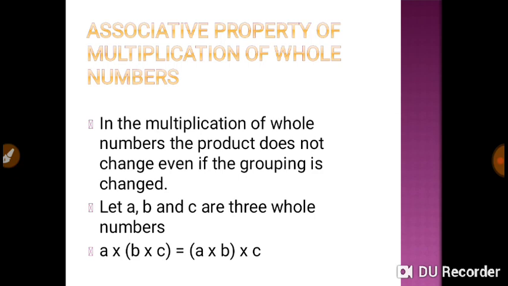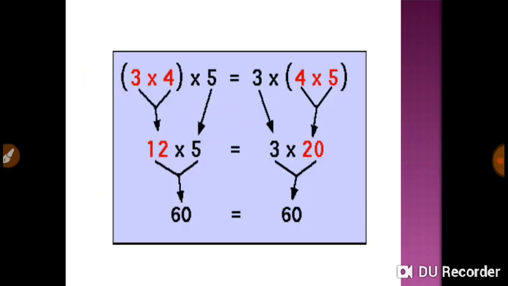In the second representation, you can see A and B are grouped first. So A and B will be multiplied first, and the product will be multiplied by C. According to associative property of multiplication of whole numbers, both the products should remain the same. Let us consider an example. There are 3 whole numbers 3, 4 and 5. We have to multiply them.